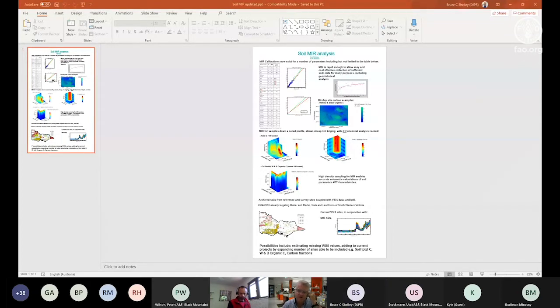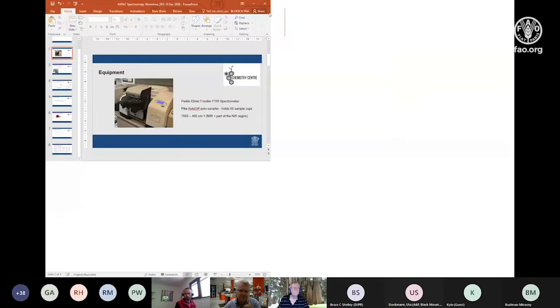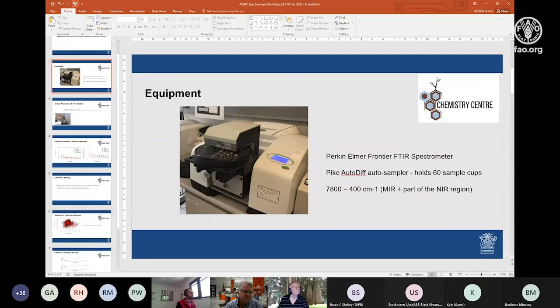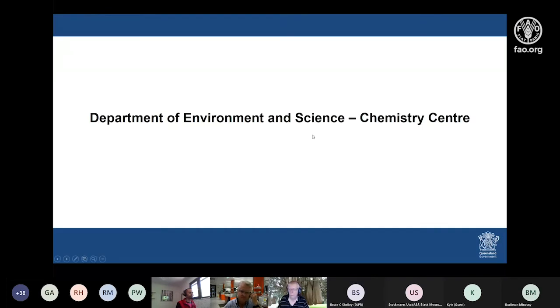Excellent. Now, obviously, as expected, we're running over time, but I think it's important that we keep going with these presentations, because they're giving everybody an understanding of how people are using it. So if you can unshare, Bruce, and Phil Bloch from DES in Queensland. Okay, can you see it?